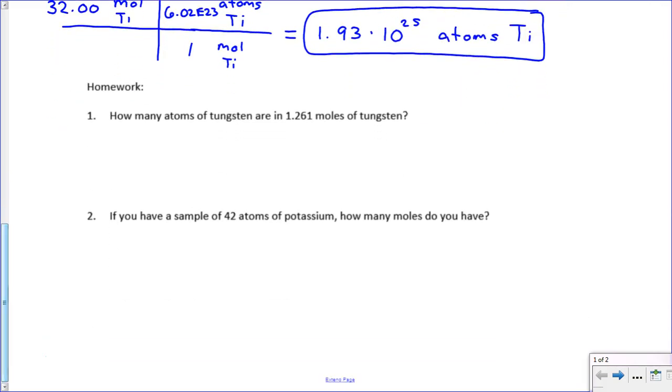I'm going to go through 2 more examples of these. So this one says how many atoms of tungsten are in 1.261 moles of tungsten. So we start with what's given in the problem, 1.261 moles of tungsten. W is tungsten, which comes from wolfram, the old name for tungsten. And then we need to cancel out moles of W and get into atoms of W.